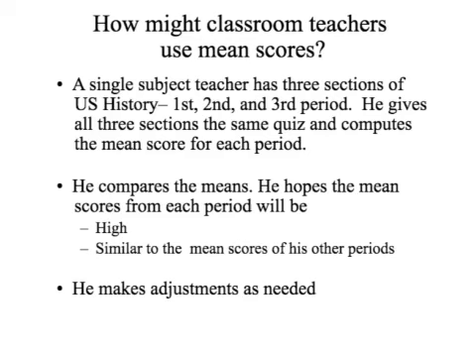So classroom teachers can use mean scores in many different ways, but the one that came to mind for me first was imagining a single subject history teacher, perhaps, who has 3 sections, first, second, and third period. And he gives all 3 sections the same quiz, and in his prep period, 4th period, he computes the mean score for each period. And then he compares the mean score for first period, second period, and third period.